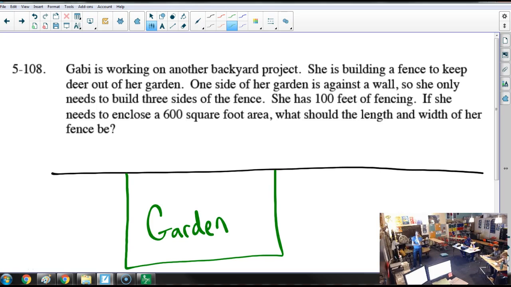She has 100 feet of fencing. But she needs to enclose 600 square feet. So it could be 60 by... Do we know the length or the width? We know things about the length and the width, right? Can we just make it 60 by 10? Would that work? 60 by 10.